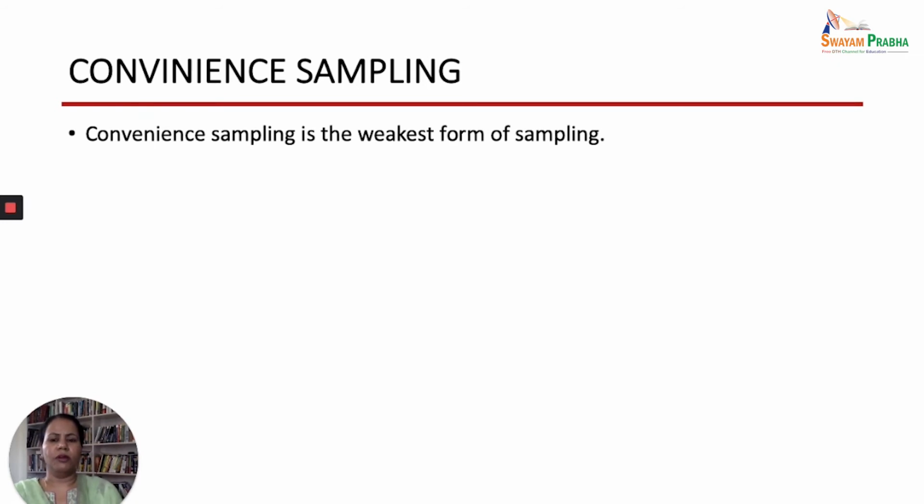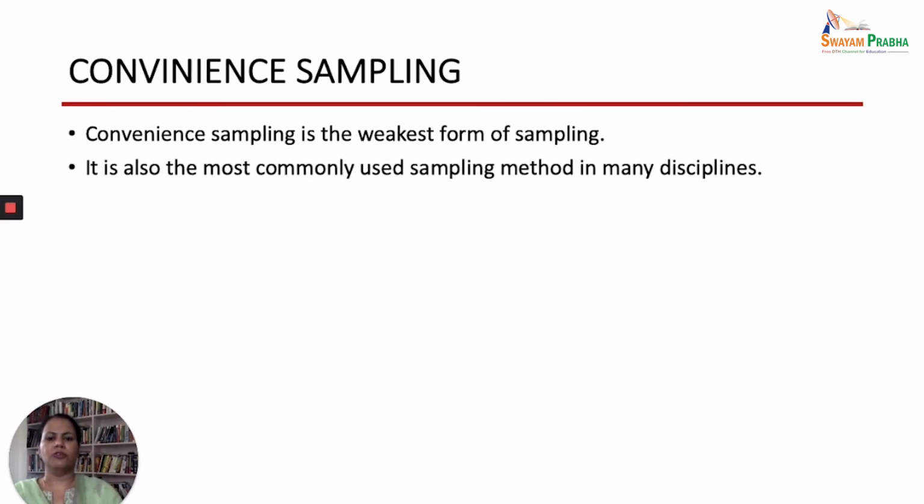Now, let us evaluate the convenience sampling design. Convenience sampling is the weakest form of sampling, as I have already told you, because here you will be missing out on many persons who were not available on a particular day, or who did not pass on a street, or who have not used the internet, so they may not get into your sample. That is why this is a weak type of sampling design, but it is still used in many disciplines because sometimes other types of sampling designs may not be feasible to use.